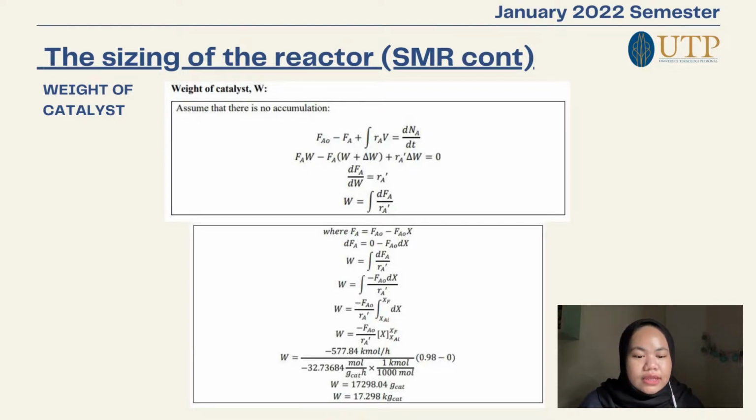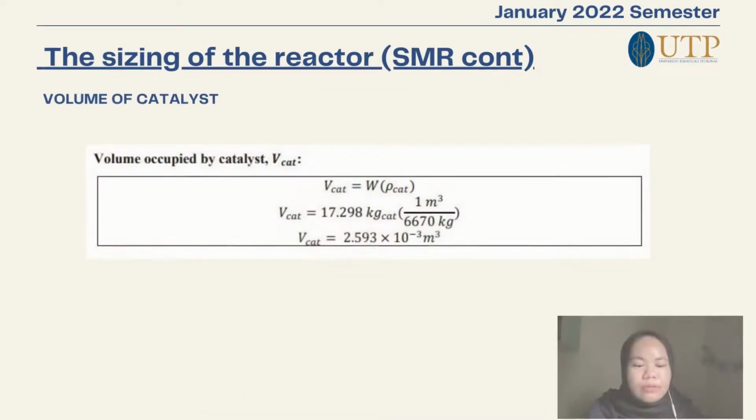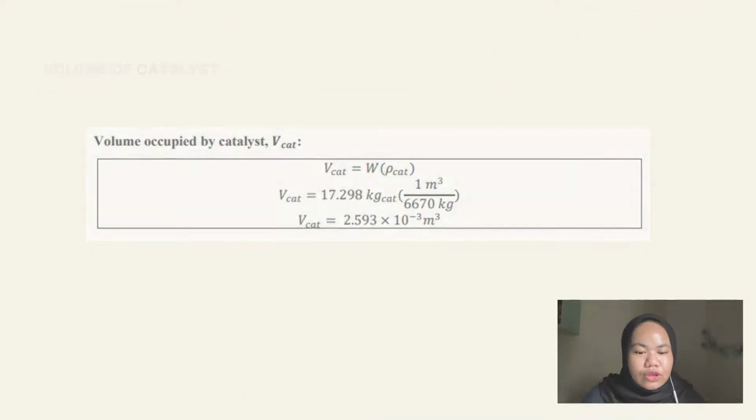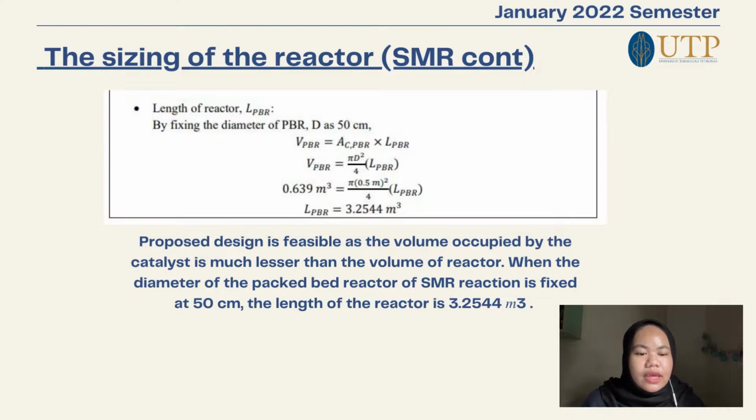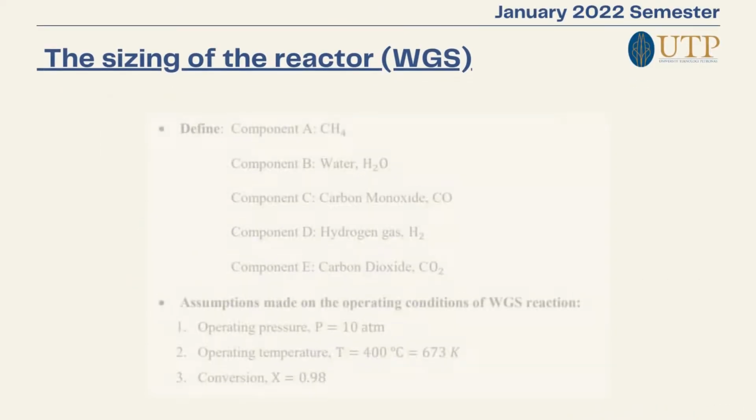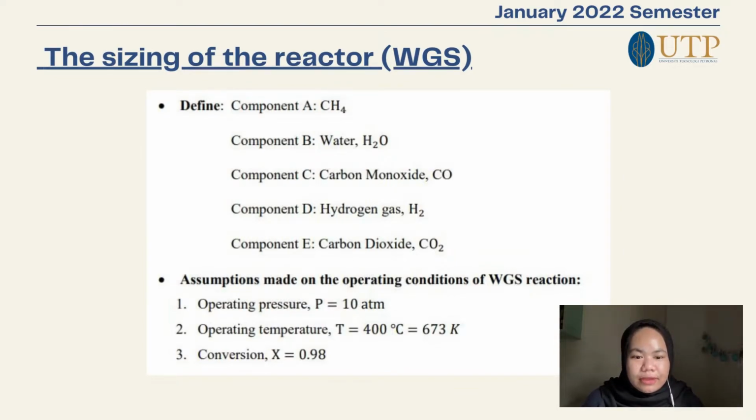The weight of nickel oxide catalyst for the SMR reaction obtained is 17.3 kg. The catalyst has a volume of approximately 2.6 mm3. To calculate the volume of the PBR, the equation of gas hourly space velocity can be used, in which for the SMR reaction, the space velocity is 11,600 per hour, as suggested by reference. The volume of the PBR obtained is 0.639 m3. Hence, the proposed design is feasible, as the volume occupied by the catalyst is much less than the volume of the reactor. For the WGS reaction, similarly, the 5-step method can be used.